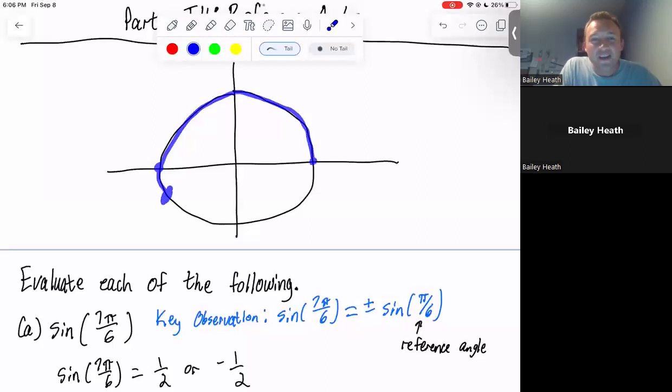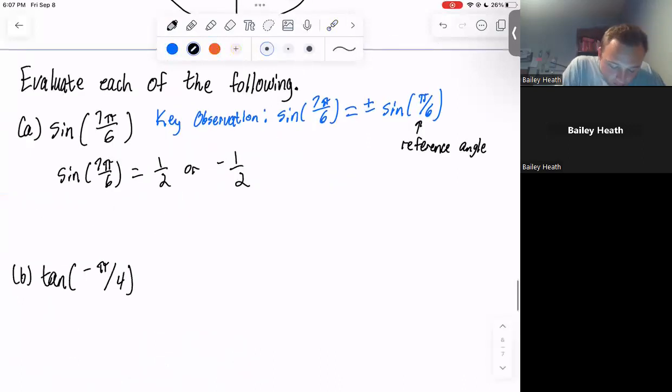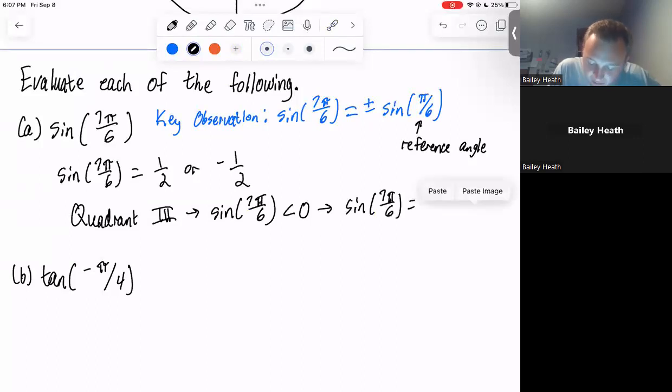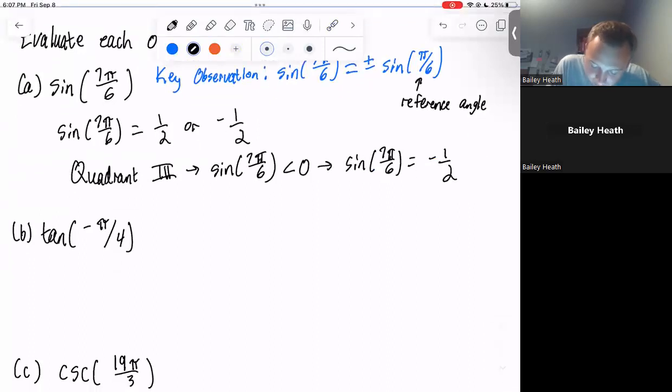So I'm going to be somewhere here in quadrant 3. And in particular, I noticed that the y value here is negative. So sine, which is the y value, is going to be negative, right? So we're in quadrant 3, which means that sine of 7 pi over 6 has to be negative. So that tells me that sine of 7 pi over 6 is negative 1/2. And there you go.